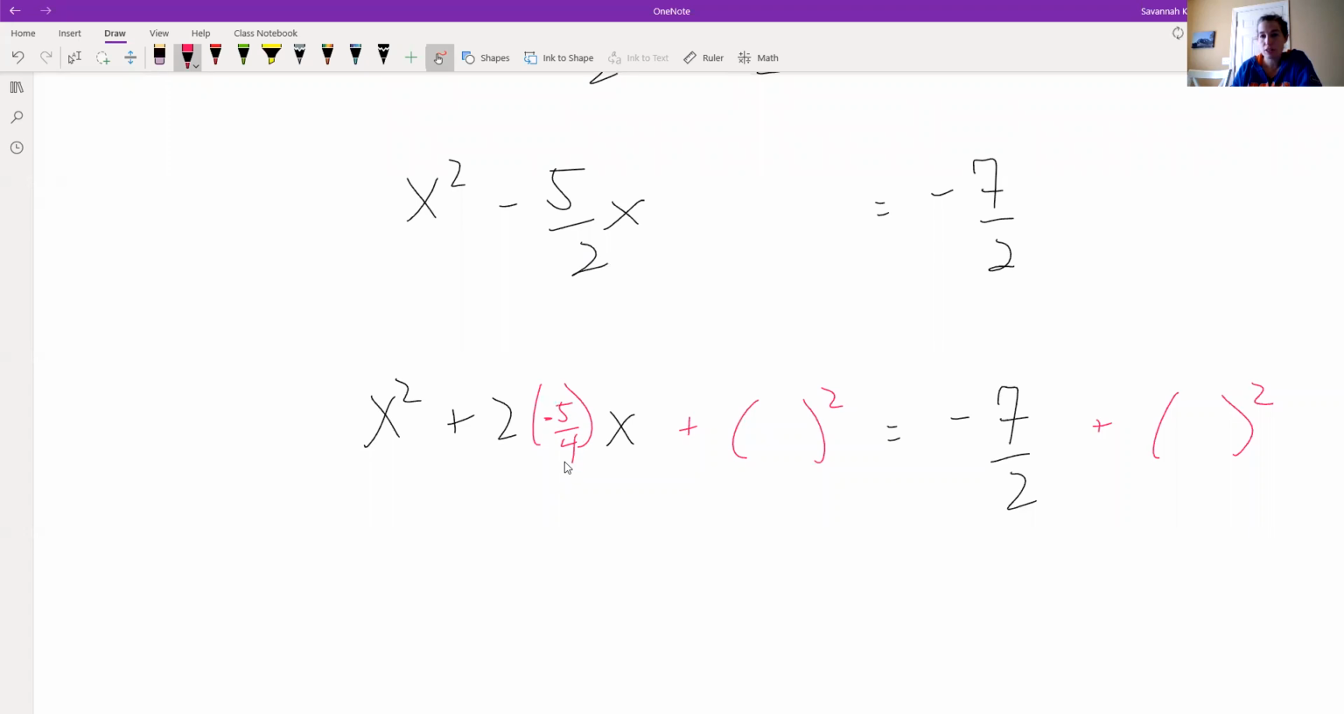Messing with these fractions can be strange the first time. Note that the 2 would cancel down into the 4 and we'd be left with -5/2. Okay, and then we've, like I said, halves.